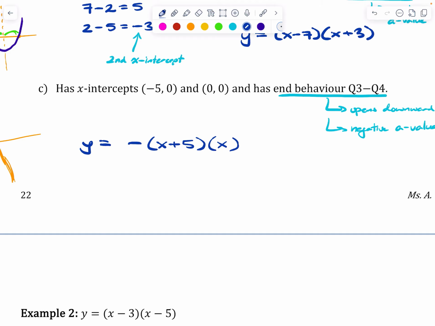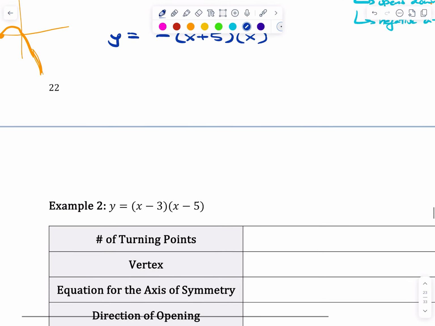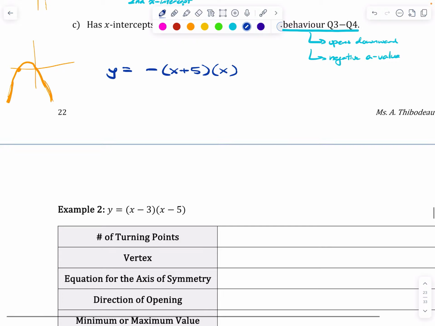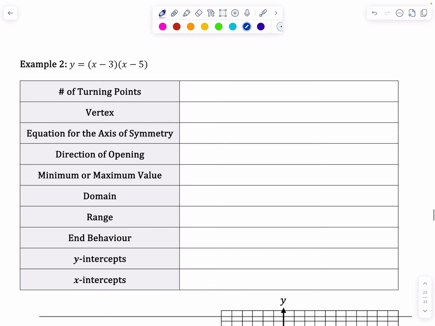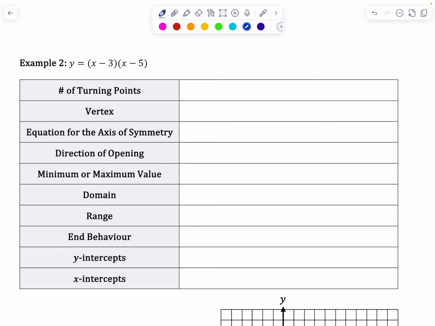In this next example, we've got y equals x minus 3 times x minus 5. We're performing this analysis, but again, without the use of Desmos. So we kind of have to figure out what's going on in here. To do that, we might want to follow the same order we looked at before. There's some stuff we can find directly from this form, and some we have to do a bit more analysis of.